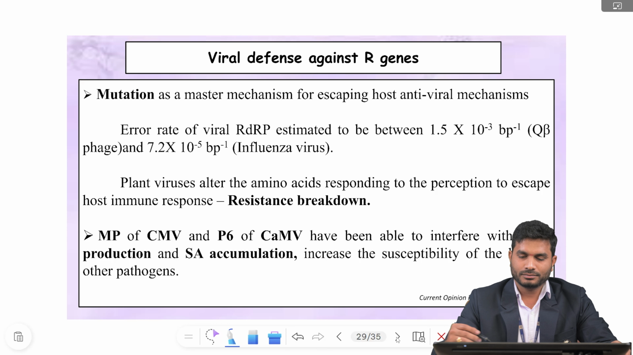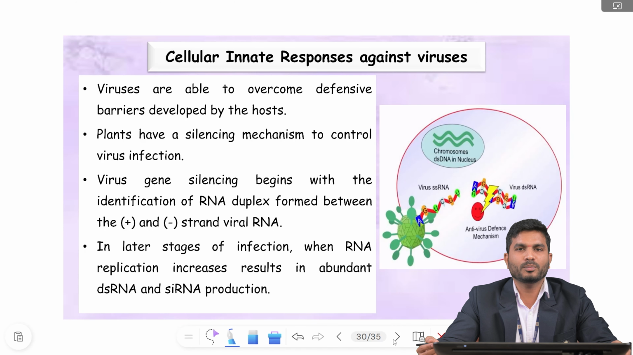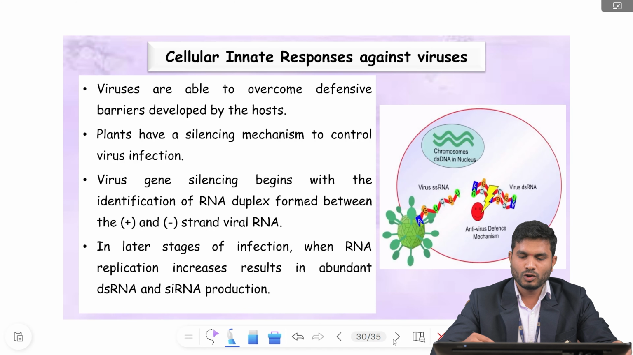Coming to a very important topic, plants possess antiviral immunity called RNA silencing. During infection, double-stranded RNA forms within the cells. After double-stranded RNA forms, Dicer cleaves it into short RNAs, which are loaded into a RISC complex. RISC then targets the viral RNA for degradation, reducing virus accumulation.